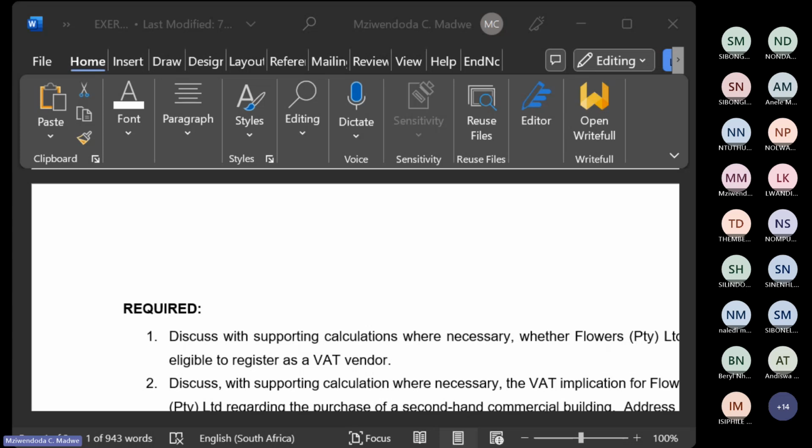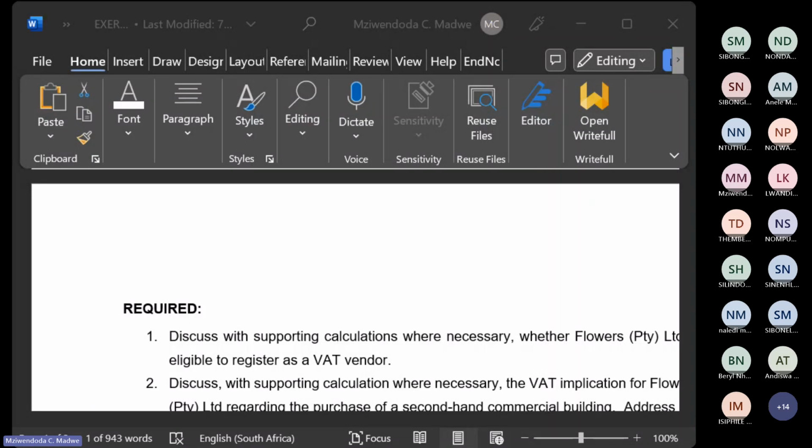Okay, thank you. So those are the things you look at for registration purposes. Which means for exam, tax and test purposes, this is one of the theory questions: you have to make sure that you understand which requirements the vendor must meet in order to qualify as a VAT vendor.